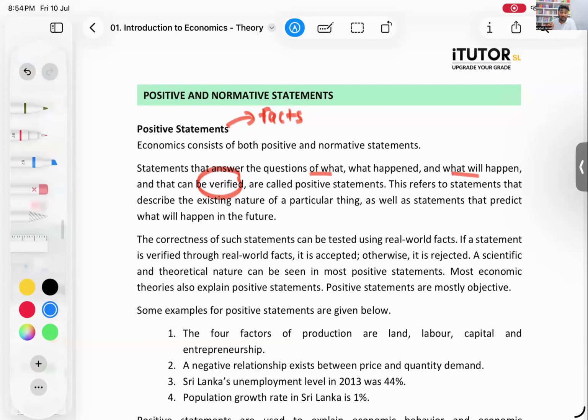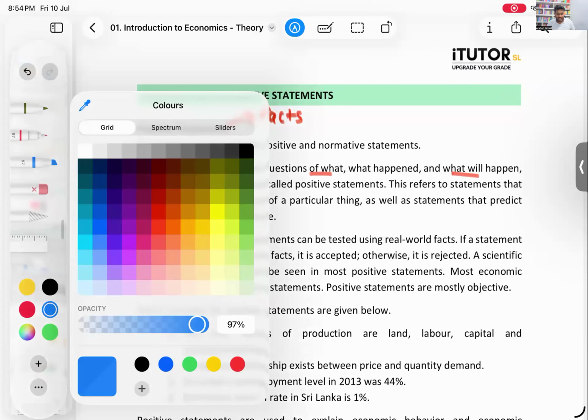that is a positive statement. It's wrinkles on my face. I don't know if you can say the exact age though.